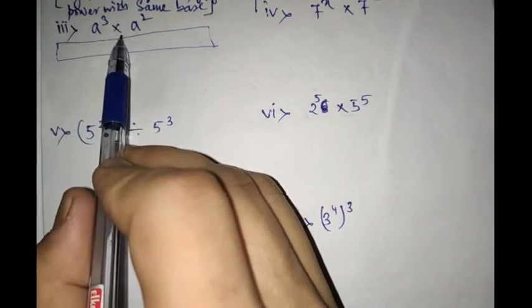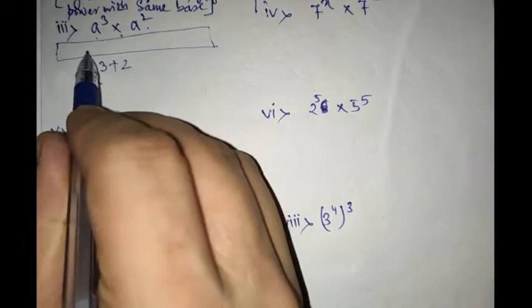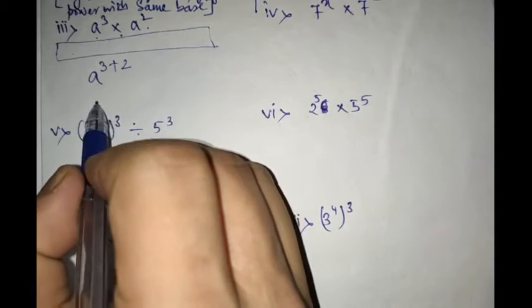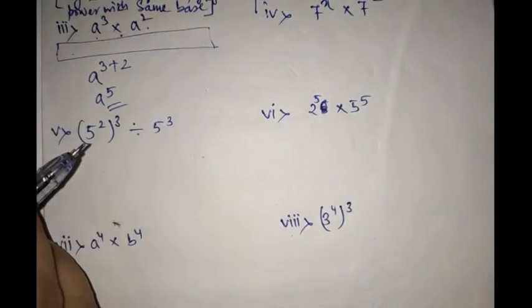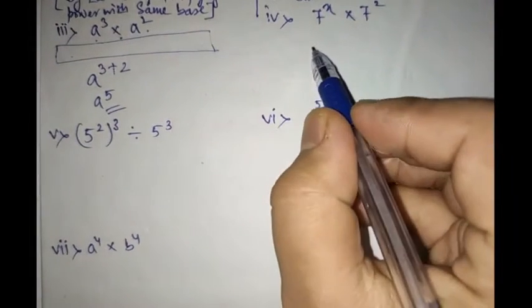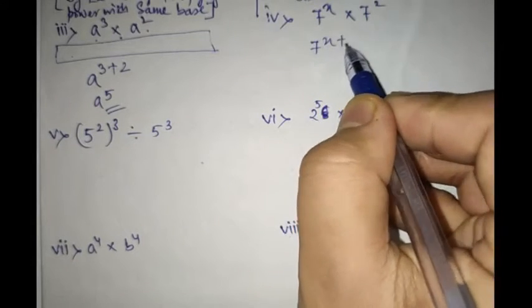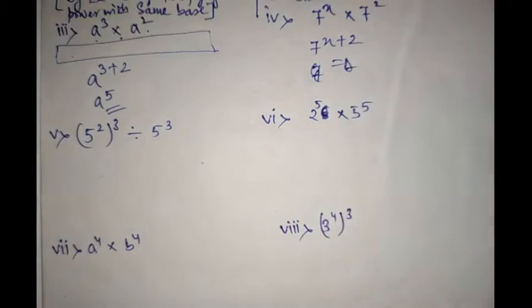So this is a multiplication sign having the same base. So what I'm going to do is 3 plus 2. I have added the powers, but you will write the rules here in your copy. Okay, so it is a to the power 5. Next, 7x into 7 square. Alright, so it is 7 to the power x plus 2. It is 7 to the power x plus 2 because you cannot add x and 2, right? x is not a normal value or a whole number, so we cannot add. So this is your answer, 7 to the power x plus 2.